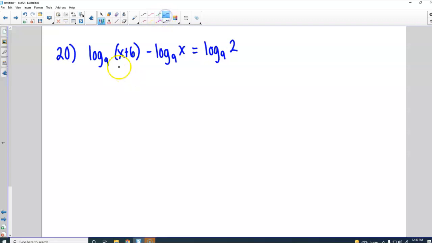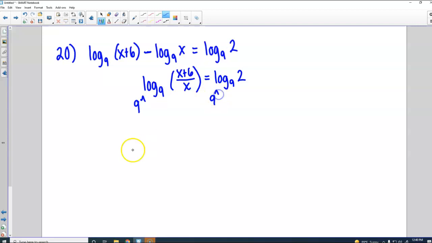So what we're going to do here is, on the left-hand side, we have subtraction, which, if we put it together, what do we use for that? Division. So we're going to have log base 9 of x plus 6 over x equals log base 9 of 2. Now I only have one logarithm on both sides, so I could do 9 to the power on both sides. It's going to cancel both of those logs. And so I've got x plus 6 over x equals 2.